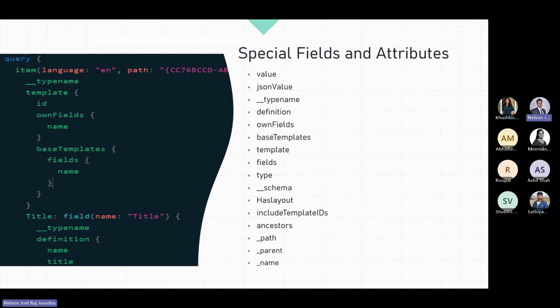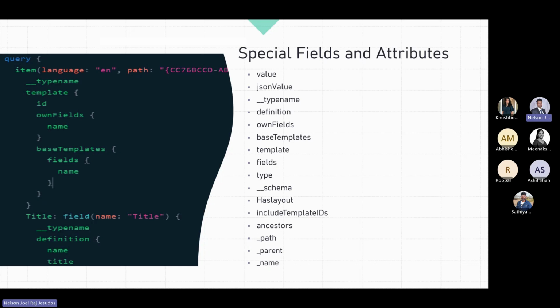Say for example, you are searching from the root folder, but you want to get details only from particular relevant templates. We can use this include template ID, and we'll get only that data. Ancestors, yes, we can get the current item and its ancestor data. Okay, we can get that as well.